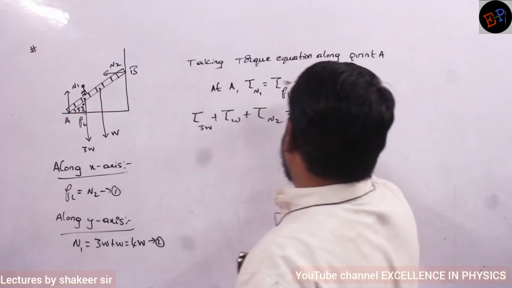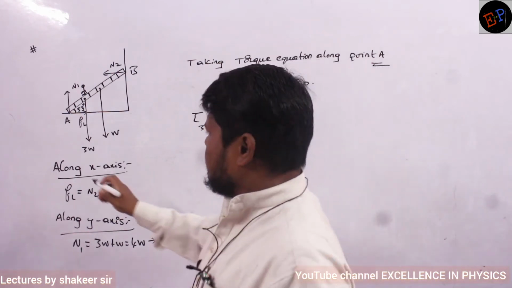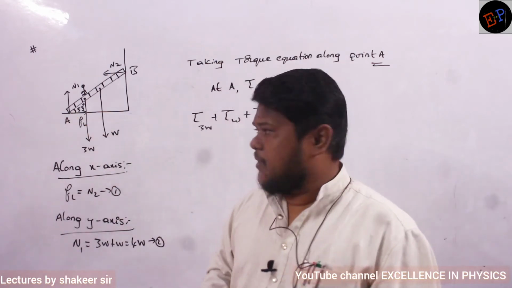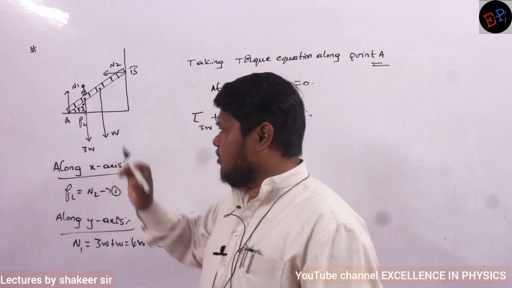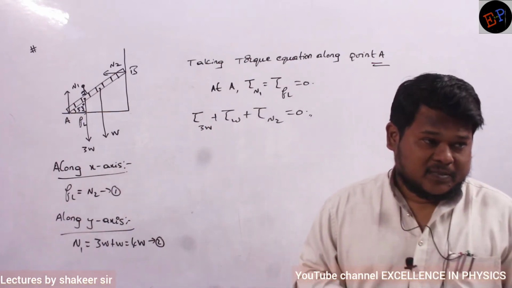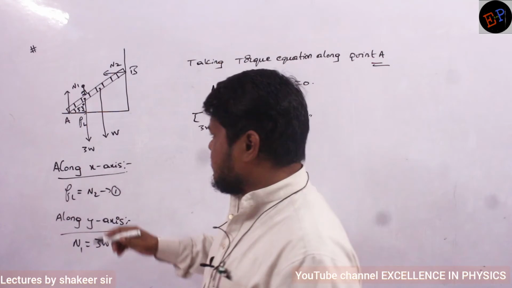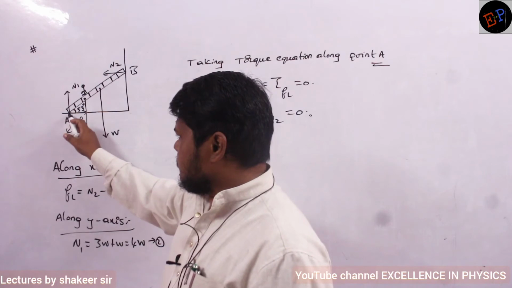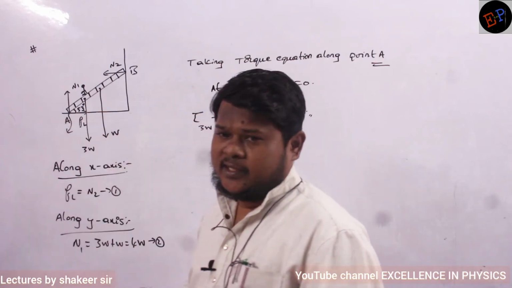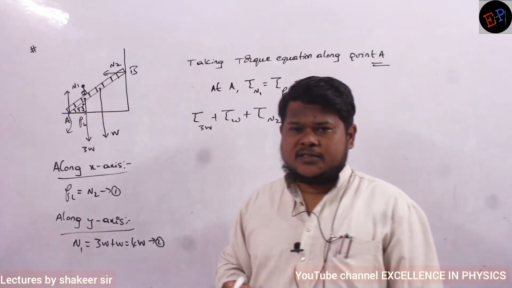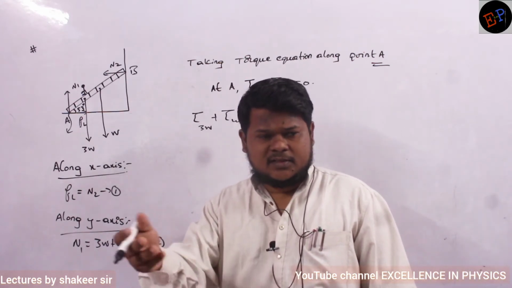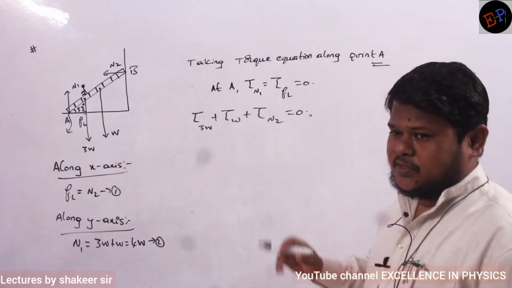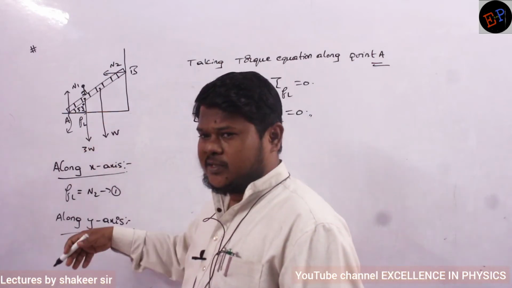Okay. So taking the torque equation about point A. So this is point A. If I take the torque equation here, then the torque due to N1 and the torque due to FL will become 0. No? Why? Because if I am taking this point to be my axis of rotation, then N1 is directly acting on the axis, and FL is also directly acting on the axis itself. We already discussed that when a force is acting directly on the axis, the torque due to that force will be 0. So the torque due to N1 and the torque due to FL are both 0. So therefore at point A, how many forces are giving torque?